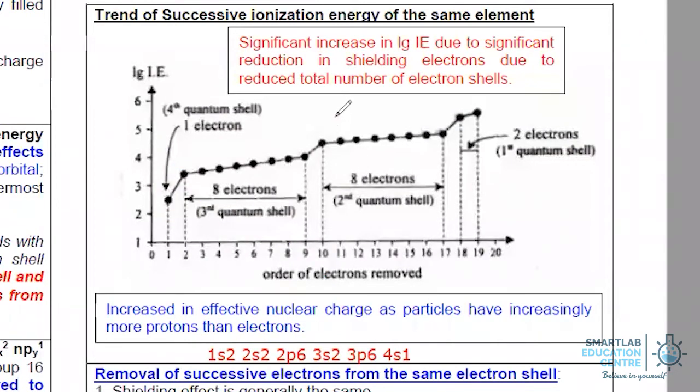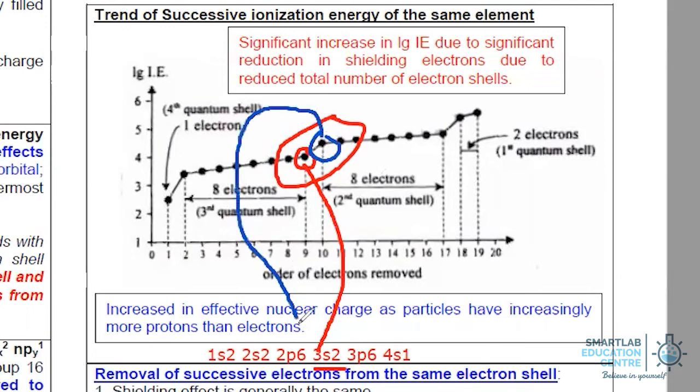Now let's take a look at the significant increase when you remove the 9th and the 10th electron. When you're removing the 9th electron, you are in actual fact removing an electron from this subshell. It is the last electron, the final electron inside your 3s subshell. But when you remove the next electron, you will be removing an electron from the 2p subshell. And you can see the reason why. The very moment you remove an electron from the 2p subshell, the shielding effect significantly drops because only electrons in the first electron shell now provide the shielding.